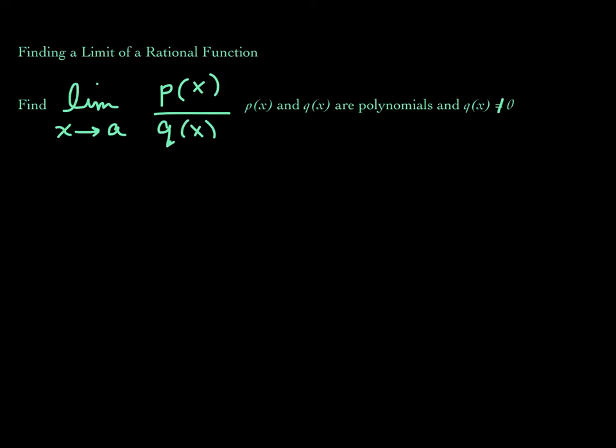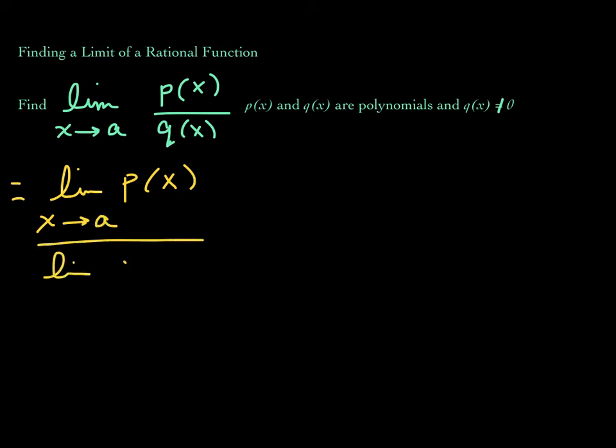All right, so we want to find this limit, the limit of this rational function as x approaches a. So here we go. We can say that this is equal to the limit of p of x as x approaches a divided by the limit of q of x as x approaches a.